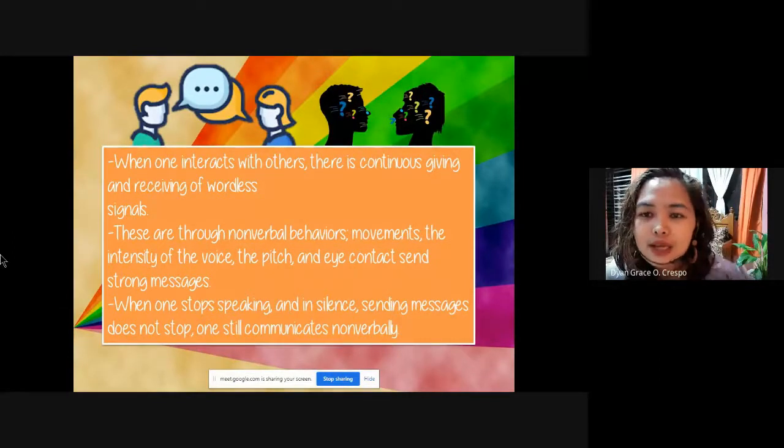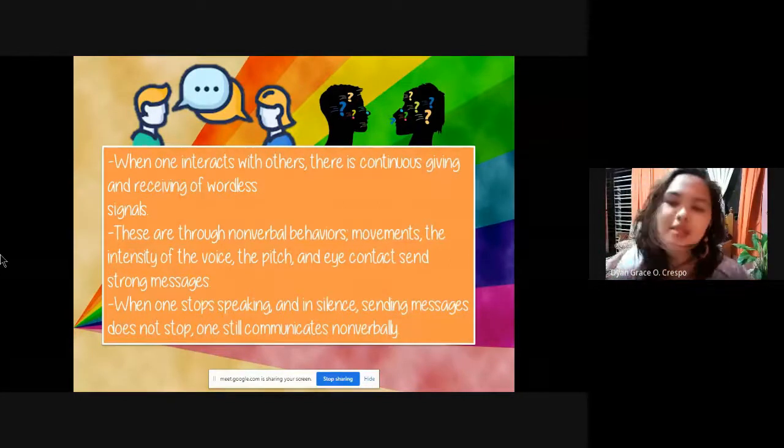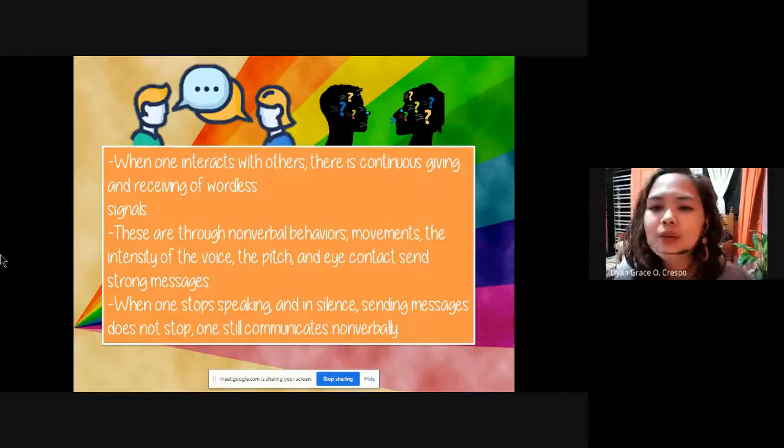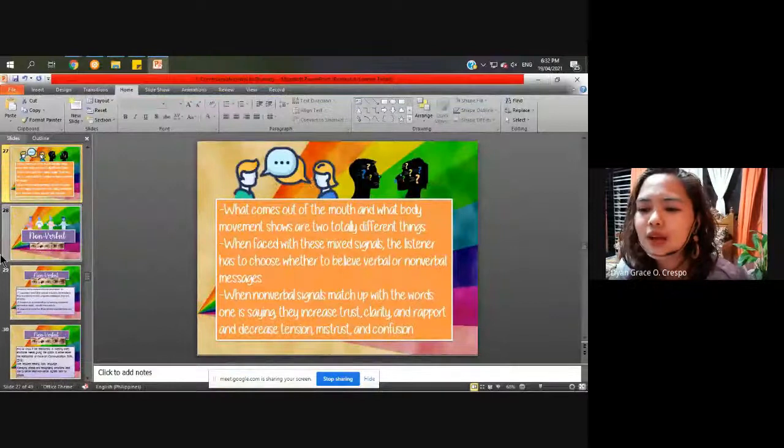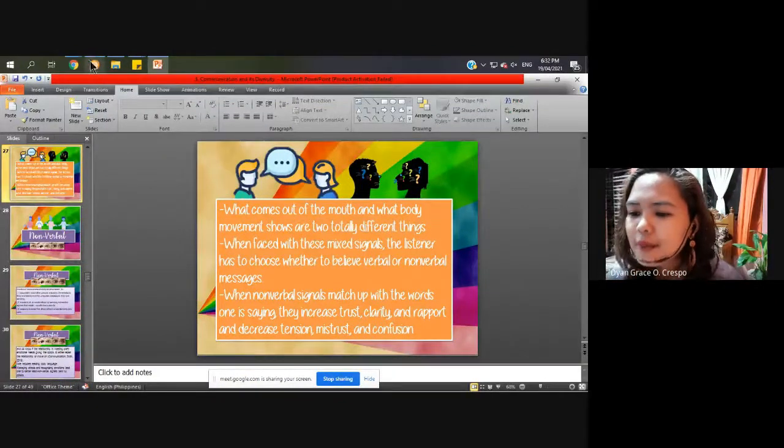When one interacts with others, there is a continuous giving and receiving of wordless signals. So these are through nonverbal behaviors, movements, and the intensity of the voice, the speech, the eye contact, and will send a strong message. So when one stops speaking, in silence, sending messages does not stop. Still communication verbally.